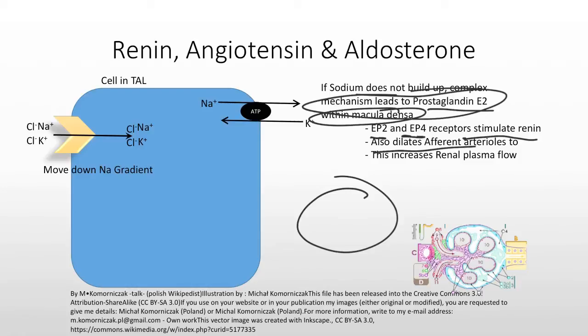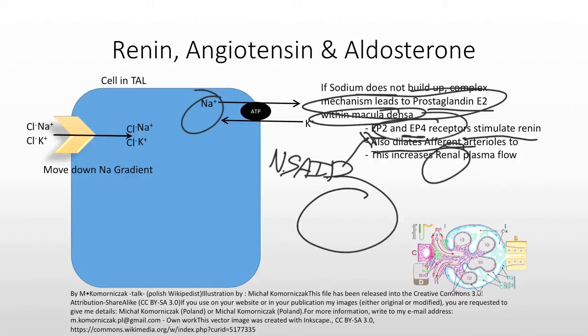So we have this low delivery of sodium. We have an increase of prostaglandins. These prostaglandins stimulate the secretion of renin. And remember, if you're taking an NSAID, NSAIDs can blunt this effect. They can stop the production of prostaglandins via cyclooxygenase.